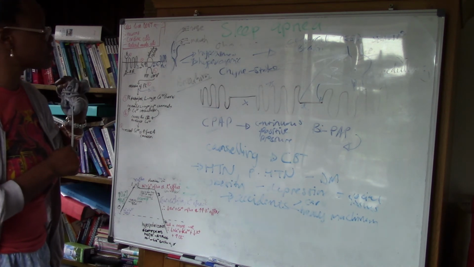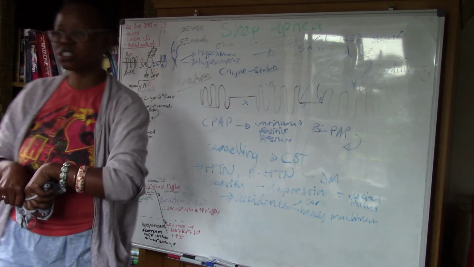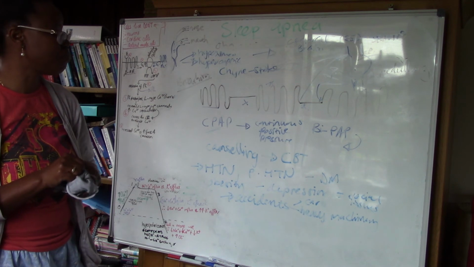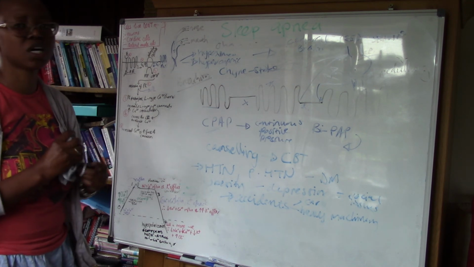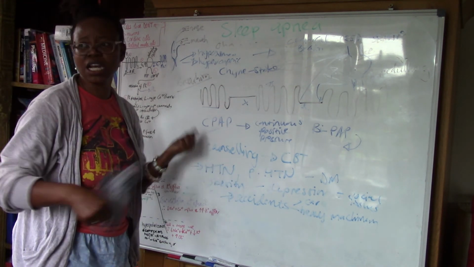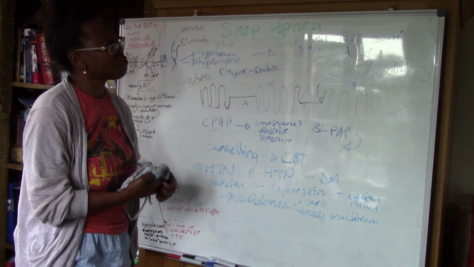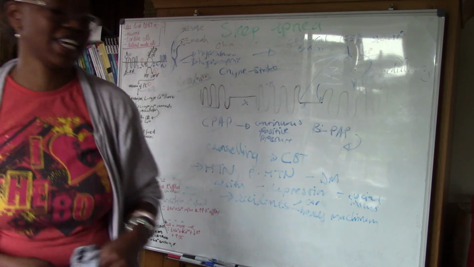So in the next section, I will be looking at restrictive lung pathologies, which are usually called interstitial lung disorders, which obviously affect the parenchyma of the lung and lead to a restrictive pattern of breathing.